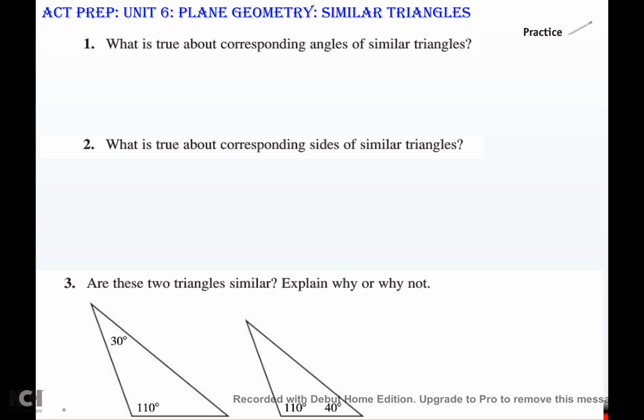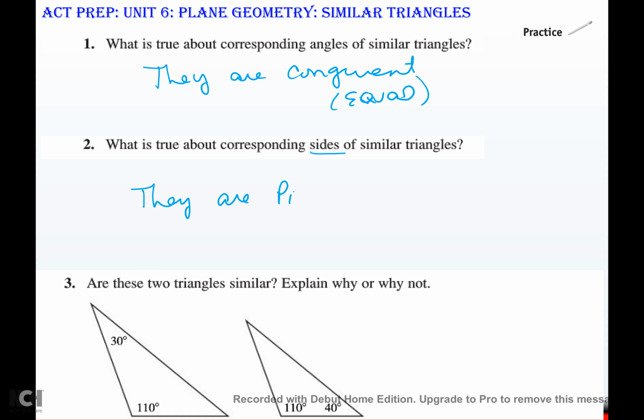All right, some practice. It says, one, what is true about corresponding angles of similar triangles? They are congruent, which is a fancy word for equal. Two, what is true about corresponding sides of similar triangles? They are not equal, but they are proportional. Three says, are these two triangles similar? Explain why or why not.